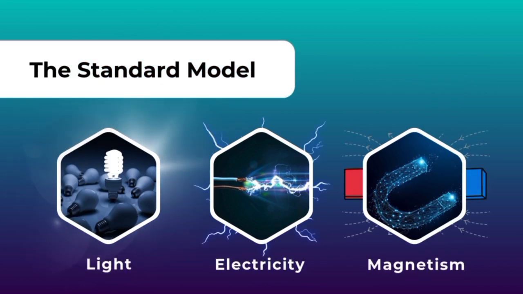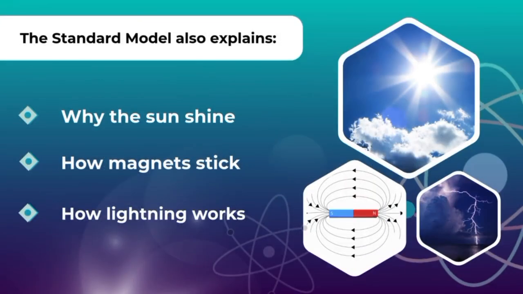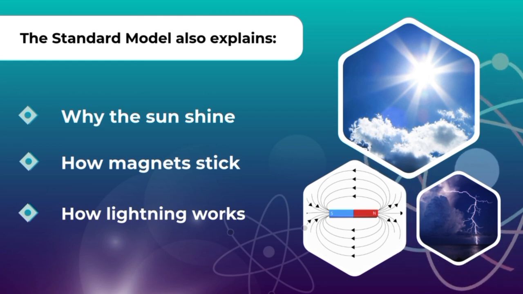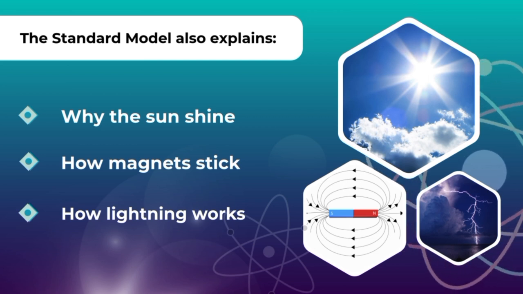Even simple things like light, electricity, and magnetism are described by the standard model. Your phone, Wi-Fi, and microwave all depend on particles and forces the model explains. While it doesn't yet include gravity, it still helps explain much of our physical world. The standard model also explains why the sun shines, how magnets work, and even how lightning works. Particles like photons and electrons are constantly in action around us. Invisible forces made visible through the model's predictions. It's the science behind the ordinary.